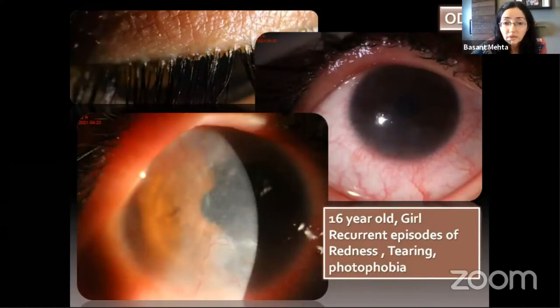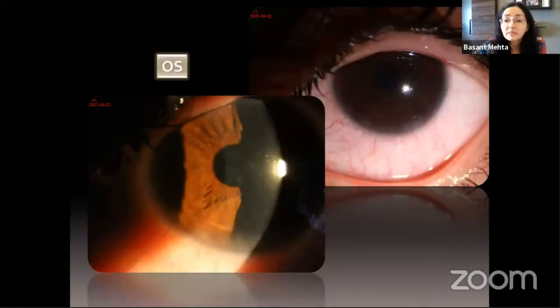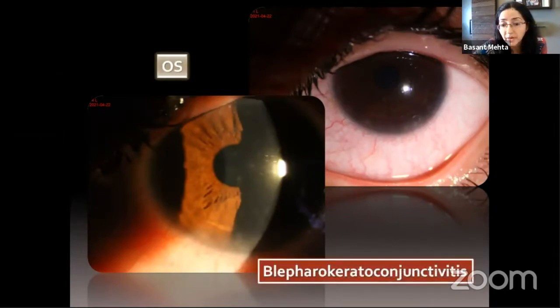Now, this was our third patient. She was a 16-year-old girl who came to us with recurrent episodes of redness, tearing, and photophobia. We can see the crust on the base of the eyelid margin, and you can see the conjunctival congestion. There is 360 degrees corneal vascularization, punctate keratopathy. There is peripheral infiltration in the cornea. A similar picture is seen in the other eye, but it's less severe compared to the right eye.